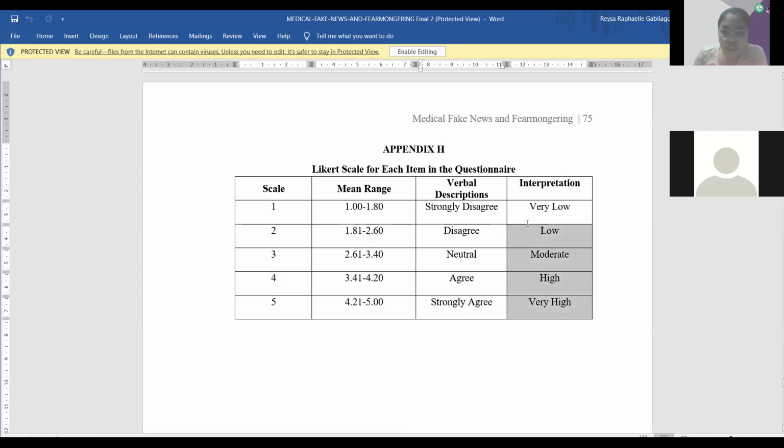And meron pa ring interpretation depende sa hinahanap nyo sa study niyo. But you can adapt this if ever applicable. So look at your research there and check whether this interpretations are applicable or not. Okay, so that's how you make the results section of a descriptive study. Any question? Or you want to clarify something about the results section?